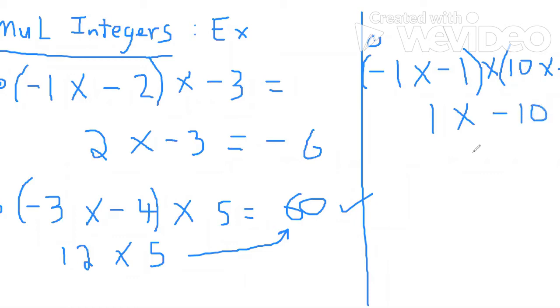All right. And what's the final answer now? 10. No, negative 10. Remember, this is positive, right? So positive times negative gives you a what? Negative. 1 times 10 is what? 10. So the answer is negative 10. All right. Quickly write off that.